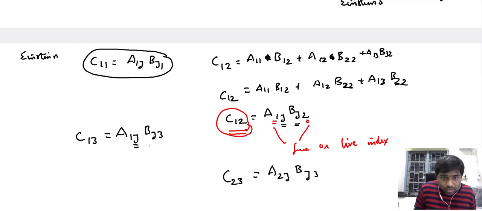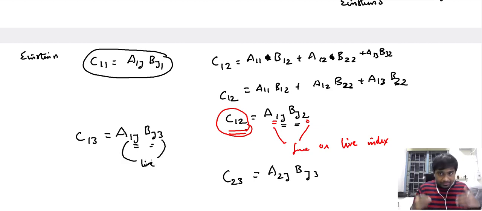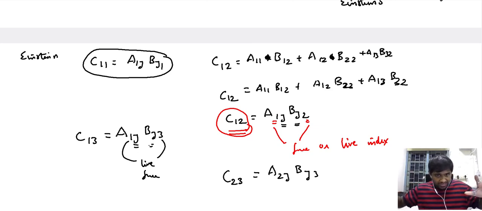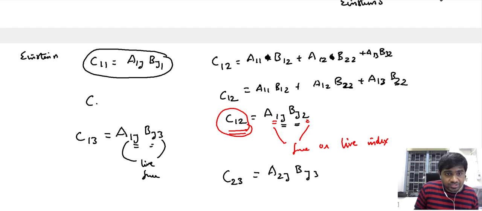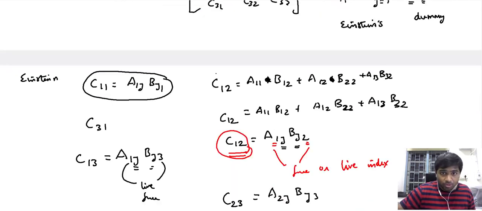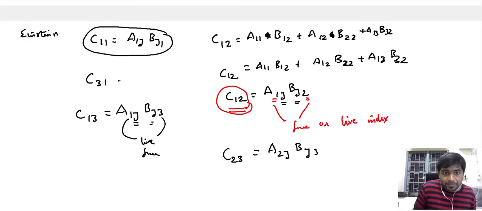Again, these two are dummy indices, and the first two indices are the live or free ones, and depending on what values they assume, we are talking about a separate element. The dummy indices just talk about the summation, but the live ones talk about a separate element in the matrix. To ensure that you have understood it completely, let us consider an element 3,1 in the product matrix, and this element is the product of a3j and bj1.